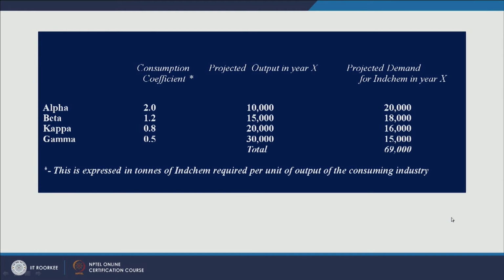So, this is how you can calculate the demand of a particular intermediate product if you know 2 things. What are those 2 things? First is the consumption coefficient and the second one is the demand of the end product.